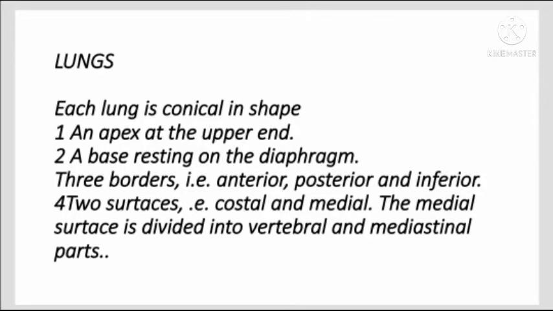Lungs. Each lung is conical in shape, with an apex at the upper end and a base resting on the diaphragm. There are three borders: anterior, posterior and inferior, and two surfaces: costal and medial. The medial surface is divided into vertebral and mediastinal parts.